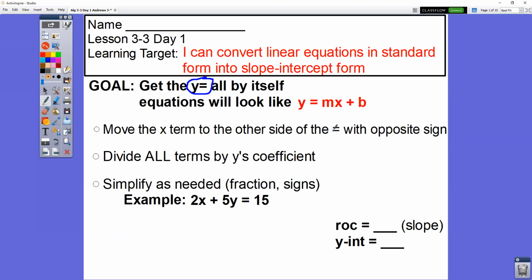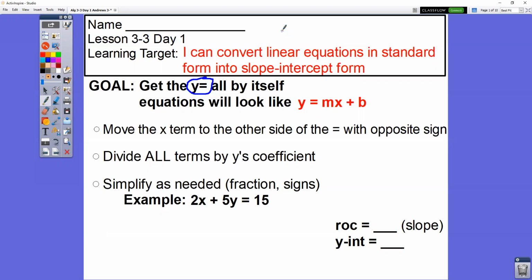You're then going to divide all the terms by y's coefficient. So if it has a number in front of the y, for example, if it had 2y, that really means 2 times y. So you would have to divide by 2 and divide by 2. Just like when you're solving normal equations, whatever you do to one side of the equal sign, you have to do to the other side.